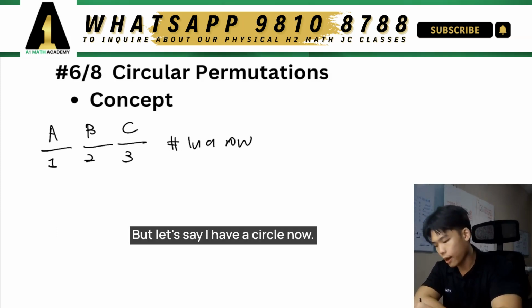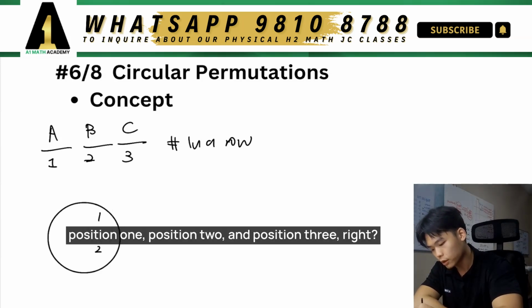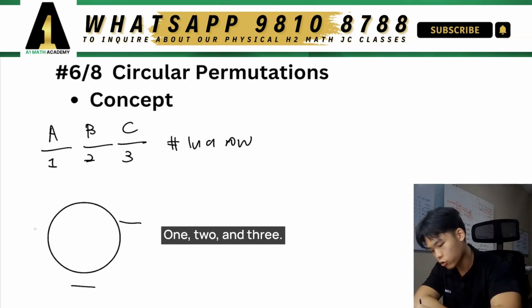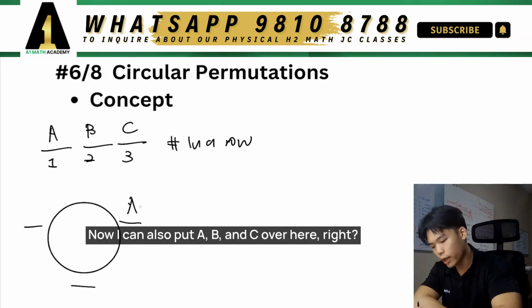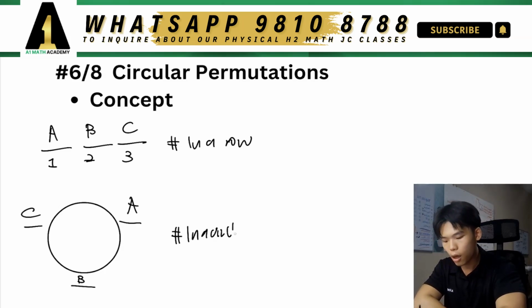But let's say I have a circle now. So imagine a circle over here, and let's say this is position 1, position 2, and position 3. Let's just say my 3 slots are here, 1, 2, and 3. Now, I can also put A, B, and C over here, and then this will be in a circle.